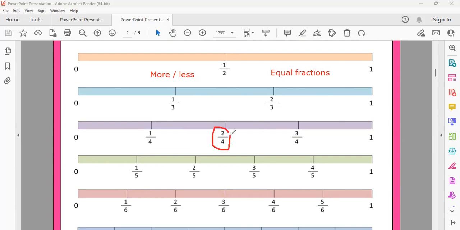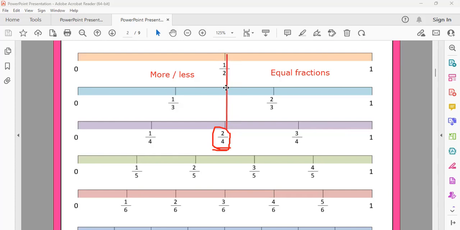Look at the fraction 2 over 4. Can you see 2 over 4 now? If you mark 2 over 4, and I take a line and draw it straight up, where does it merge with? You can see, where does it merge with?